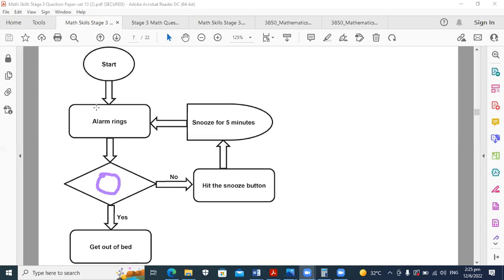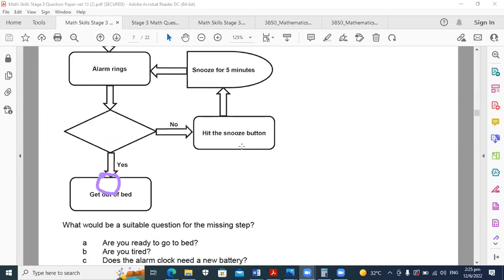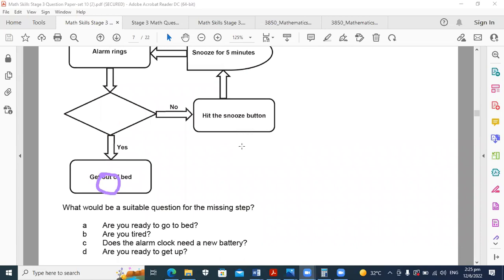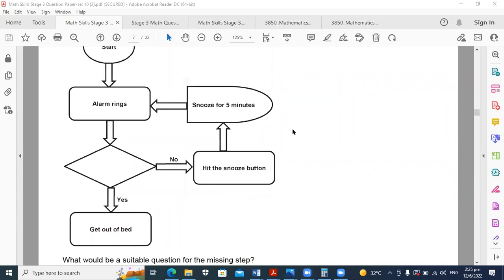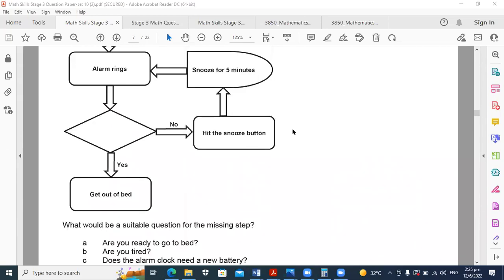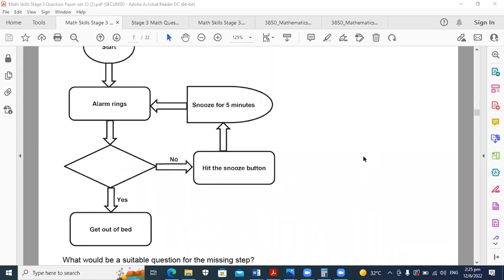So obviously, what would you think the answer would be for that missing decision? What would the question be? It will be D, not true? Are you ready to get up? Well, it wouldn't be, are you ready to go to bed? No, you wouldn't want the alarm to go to bed. So that one's pretty straightforward.